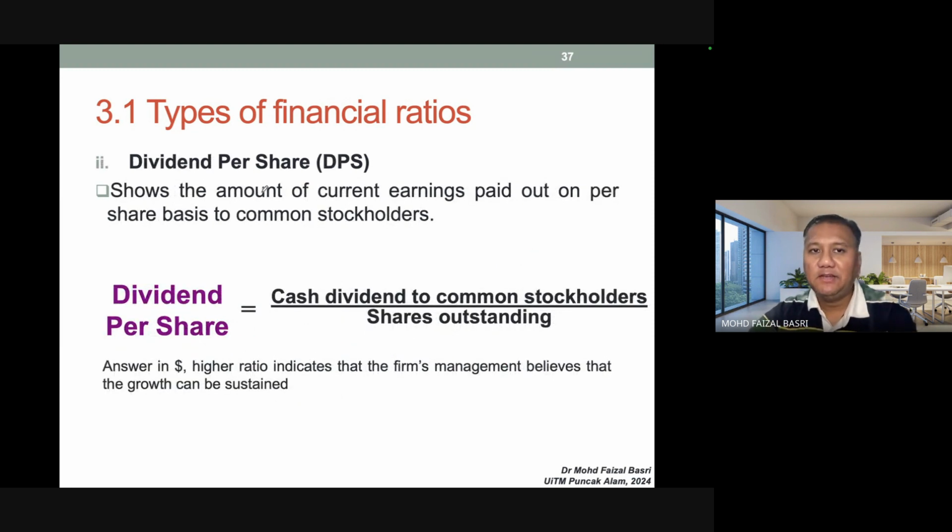Second is dividend per share. Okay, dividend per share adalah amount yang dividend the shareholders are expect to receive. Okay, so the formula is cash dividend divide by shares outstanding. So ni sama yang tadi, NOSO juga, number of shares outstanding. Okay, so the answer is in ringgit as well. The higher the ratio, the better.